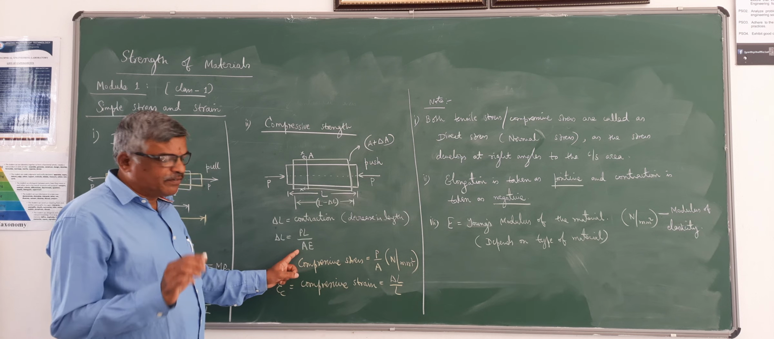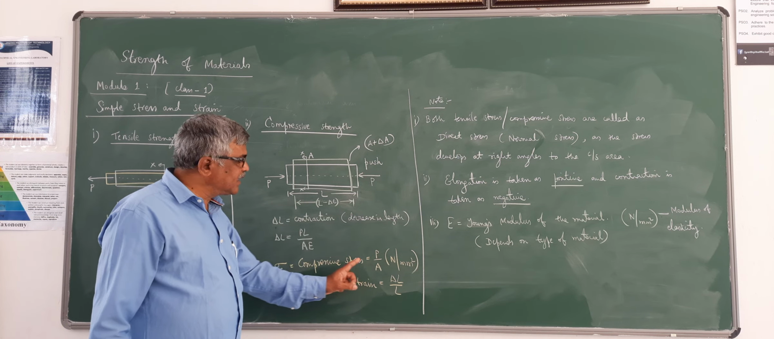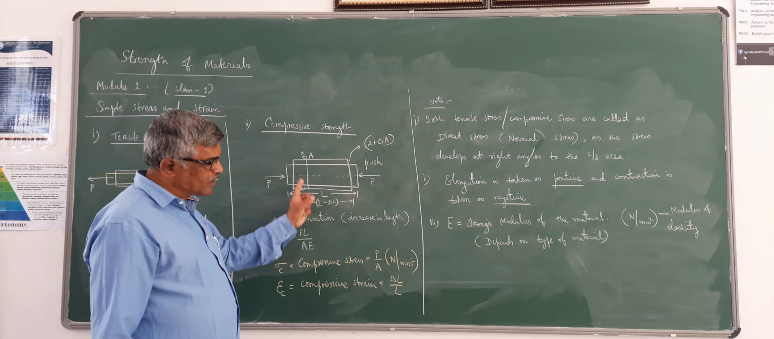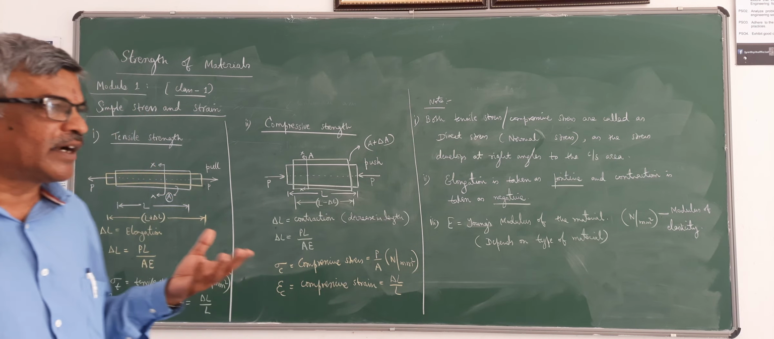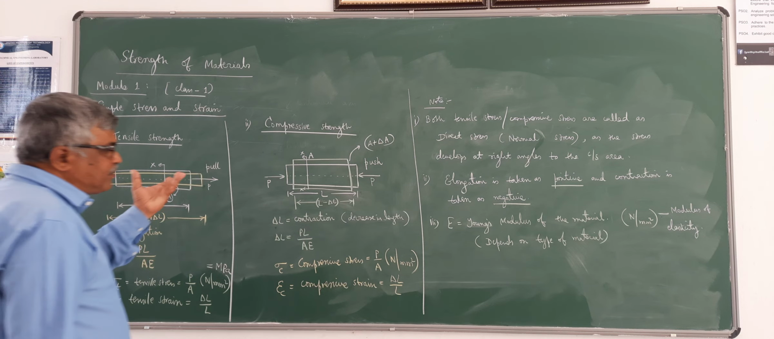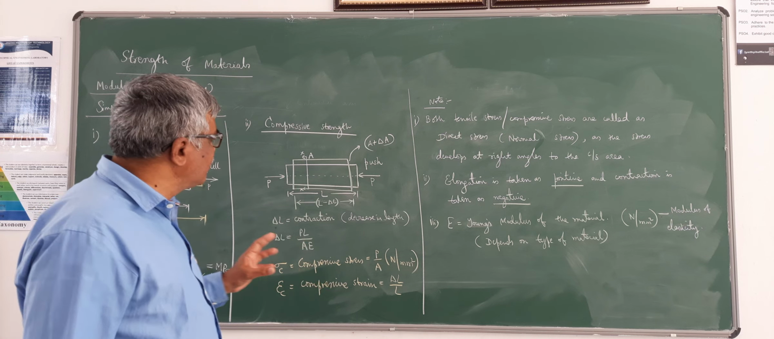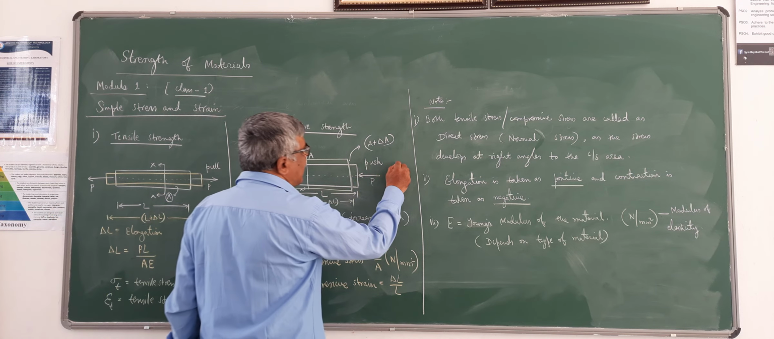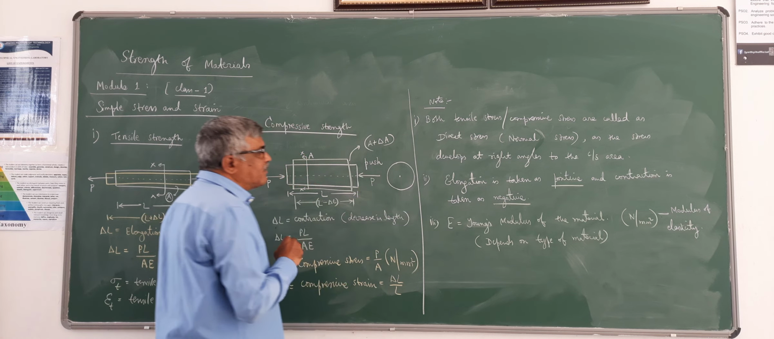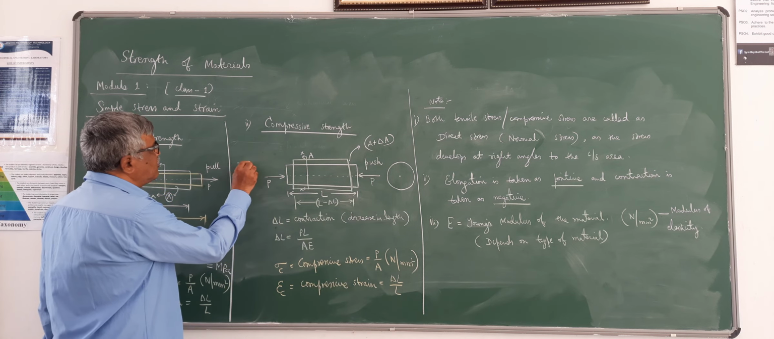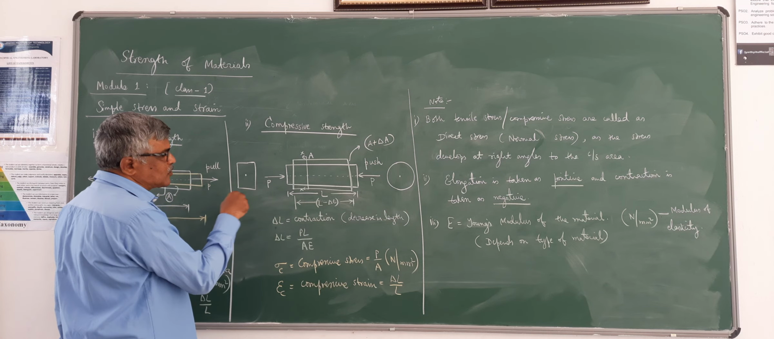PL by AE. Only difference is P is the compressive force applied here. A is the cross sectional area of the member. So if it is a circular cross section, it is pi d square by 4. If it is rectangular cross section, it is width into depth. If it is a square cross section, it is side square. So depending on the cross section, we have to decide the area. So a suitable formula we have to use, and we have to take up the respective formula for the area. It can be rectangle, it can be circle or square like that.